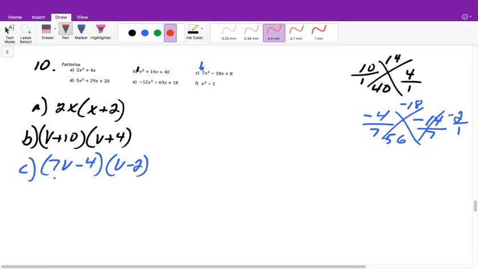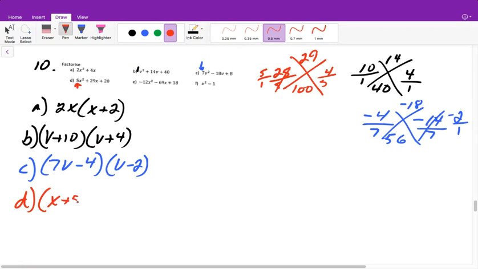Then the next one that we'll do is d. So d, remember the number in front of the x squared is something other than 1, so we need to make sure we multiply that. So 5 times 20 is 100. So numbers that multiply to 100 and add to 29, well, that's 25 and 4. We need to divide each side by 5. 25 over 5 reduces to 5 over 1. So we started from the bottom, so then it's x plus 5. And now we're here, so we started from the bottom, so it's 5x plus 4.